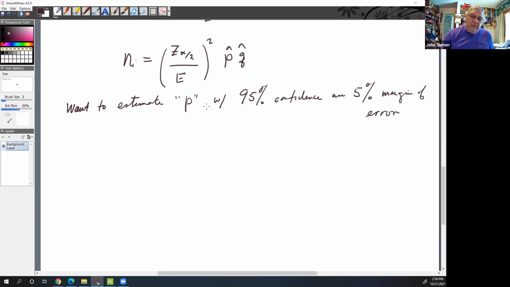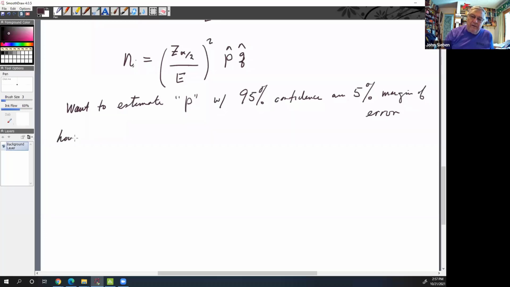What is P? Well, it doesn't matter. P could be the proportion of poisonous snakes that we find in Texas. Out of all the snakes in Texas, what proportion are poisonous? Or it could be the proportion of voters that will vote in favor of a bond issue to improve the parks, or the proportion of people that are currently COVID positive. It can be just anything. That doesn't change the math here. So we want to estimate P with 95% confidence and 5% margin of error.